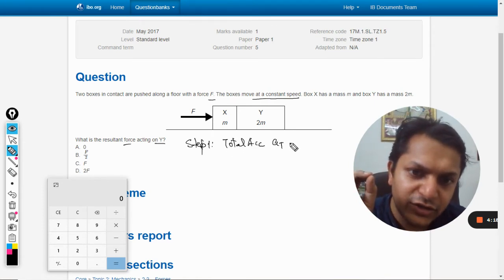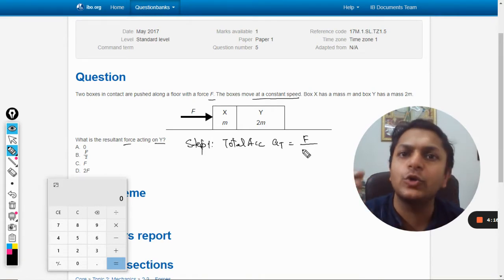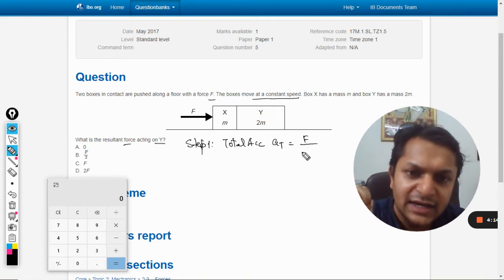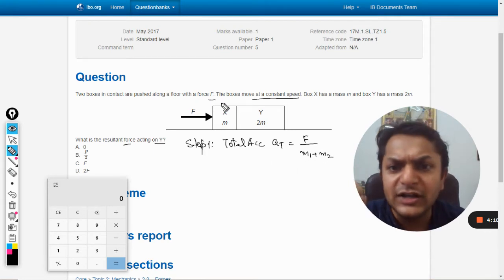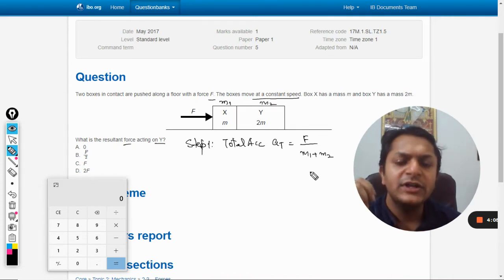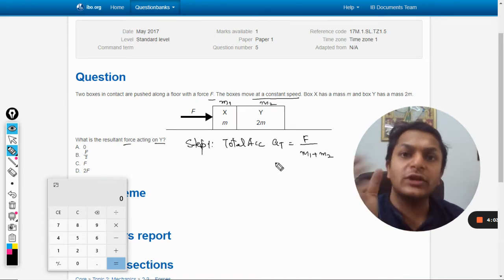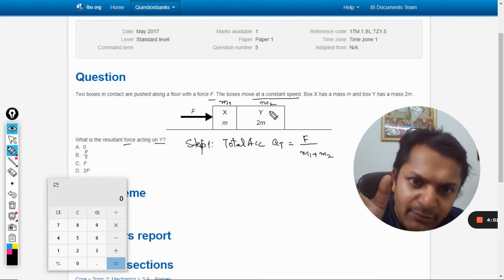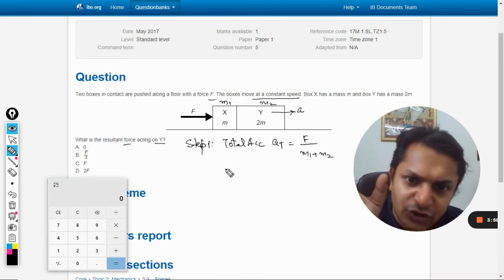So total acceleration of this should be F divided by total mass. I'm just going to do a special case now. Let us call this M1 and this M2. So AT is equal to this. This is the total acceleration. So this mass M2 is also moving at this acceleration only.